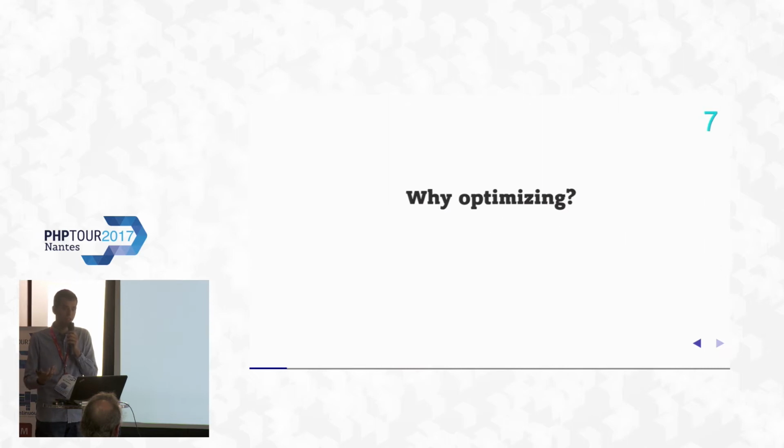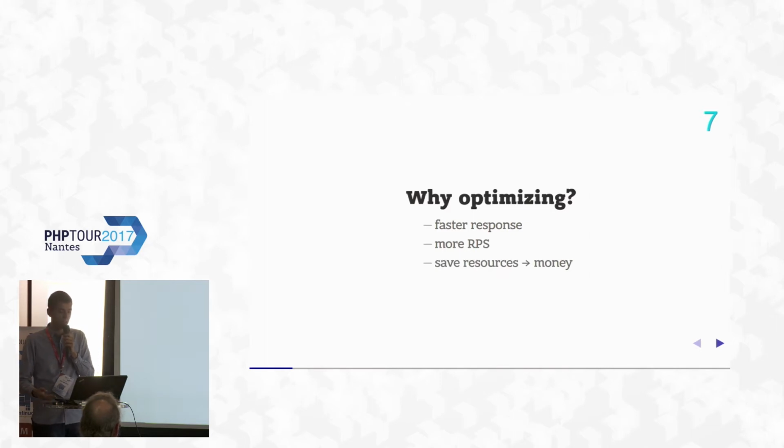So why optimize? Why do we try to profile and optimize? First of all, we get a faster response from our application. Our clients usually like when a page loads fast. We can handle more requests per second, and then we can save resources, and as a result save money, which is more important.